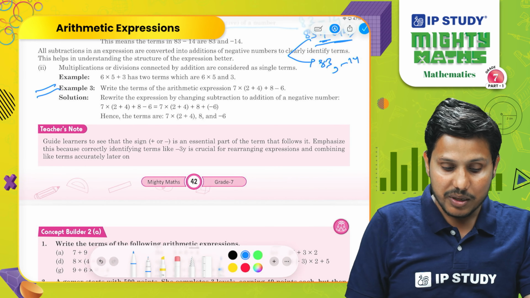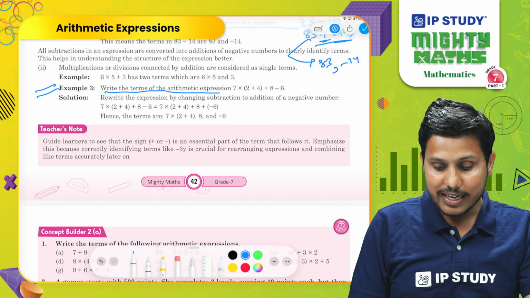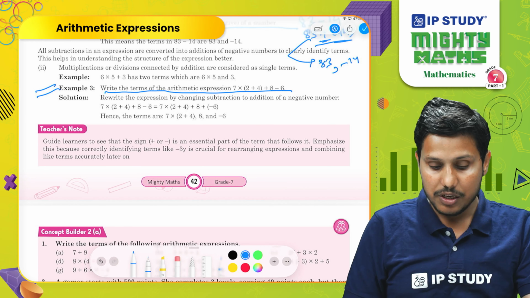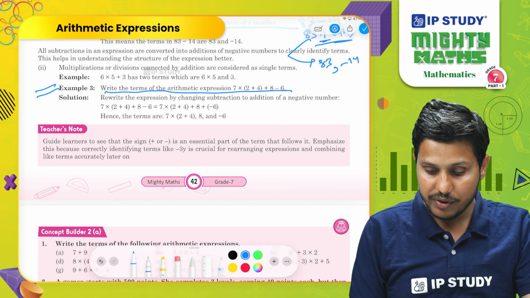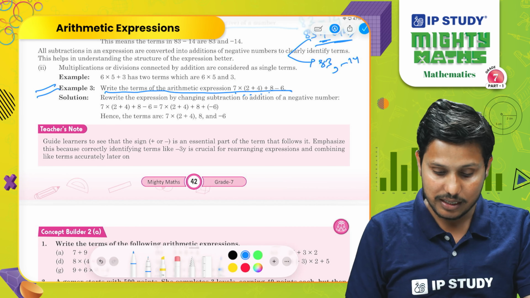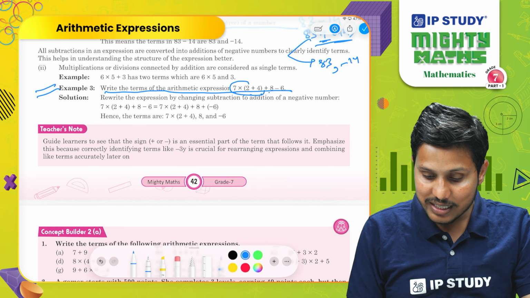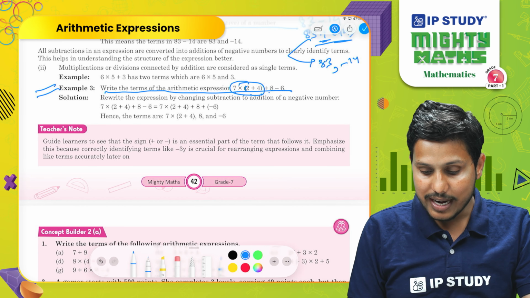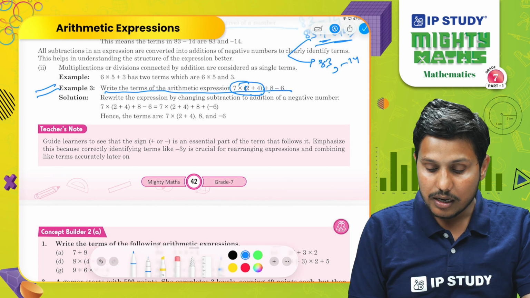Here we have example 3, which says, write the terms of the arithmetic expression given over here. So, the terms will be separated by plus sign. Here we have 7 multiplied by 2 plus 4, plus 8 minus 6. As we can see, this will be one single term because a bracket has been used with a multiplication sign. So, it will be a single term.